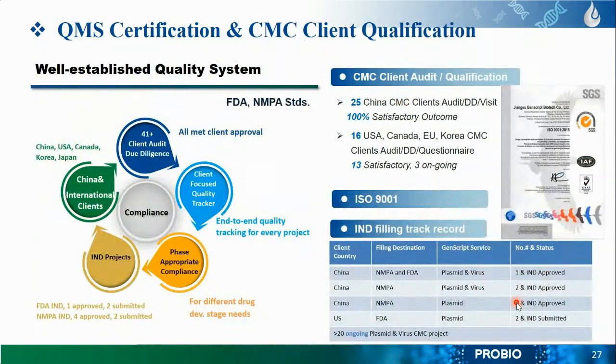And the other part I would like to mention is that we have global clients all around. In China, US, Canada, Korea, and Japan, we have different ways to talk to our clients, and we have received 100% satisfactory outcome. For example, 25 CMC client audits in China and 16 client audits from US, Canada, and Europe and Korea, 13 satisfactory, and 3 are ongoing.